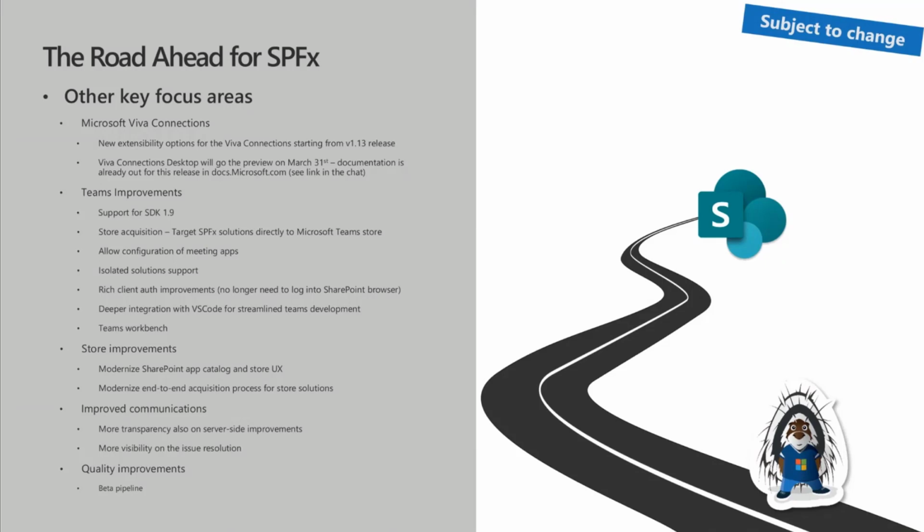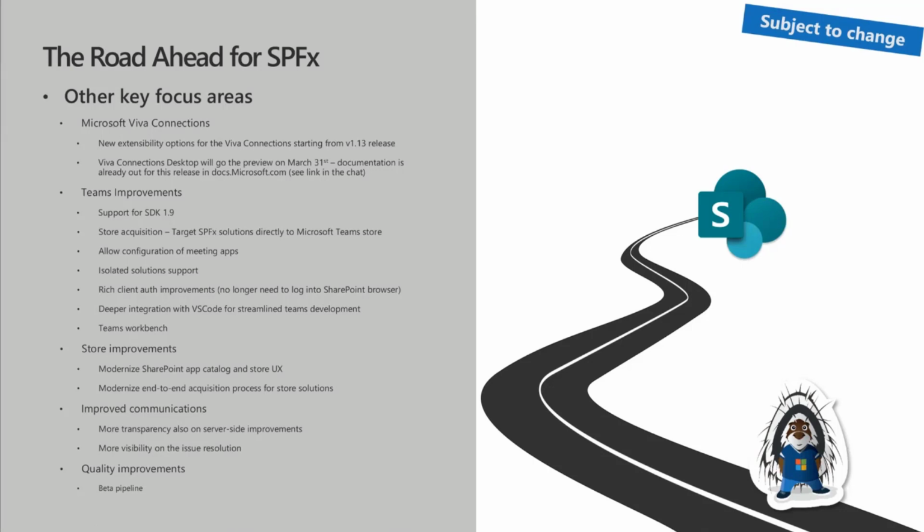So we're investing a bunch, as Luca said, around the Teams development model. Support for SDK 1.9 will be in the next release. It came out like 2 days after we forked to stabilize 1.12, so it'll be in the next one. The configuration of meeting apps: the initial version we have right now doesn't allow configuration. We want to allow it. There are some interesting issues around that. The store acquisition, which Luca alluded to: isolated solutions right now are not supported. So you can have an isolated web part, but you can't run that in Teams. We want to get that up and running.